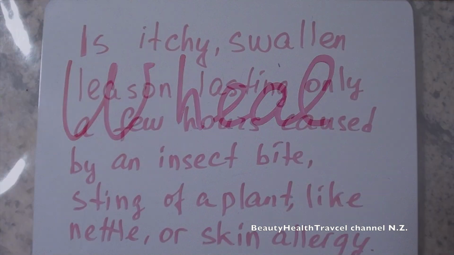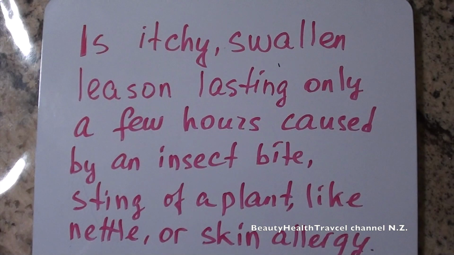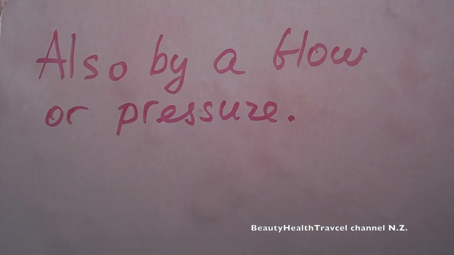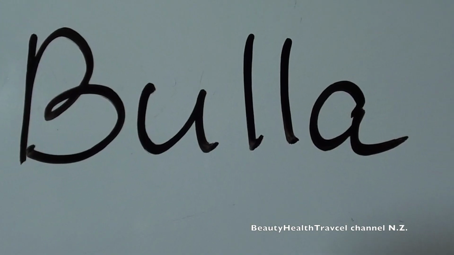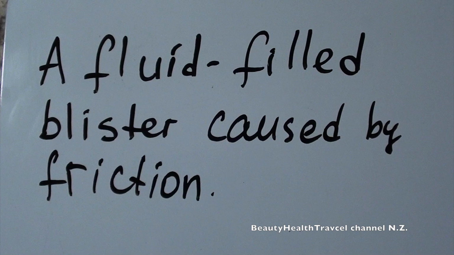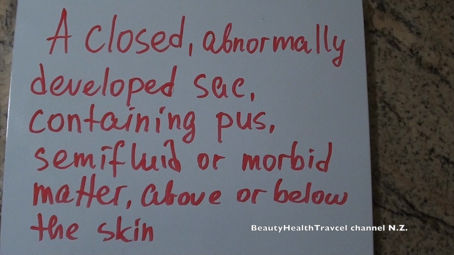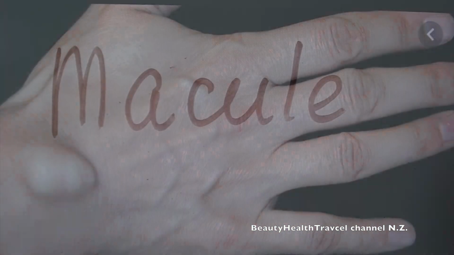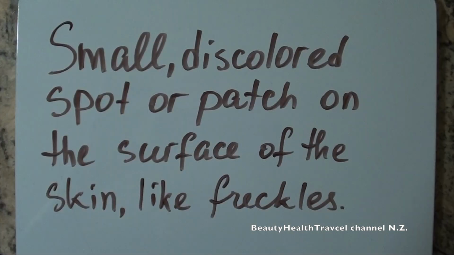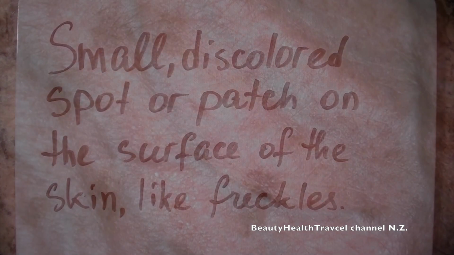A wheal is an itchy, swollen lesion lasting only a few hours, caused by an insect bite, sting of a plant like nettle, or skin allergy. Also by a blow or pressure. A bulla, a fluid-filled blister caused by friction. A cyst, a closed, abnormally developed sac containing pus, semi-fluid or morbid matter above or below the skin. Macule, small discolored spot or patch on the surface of the skin like freckles.